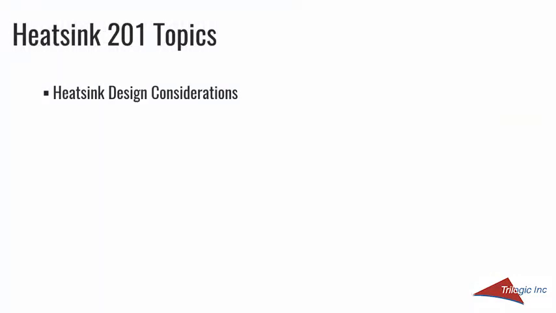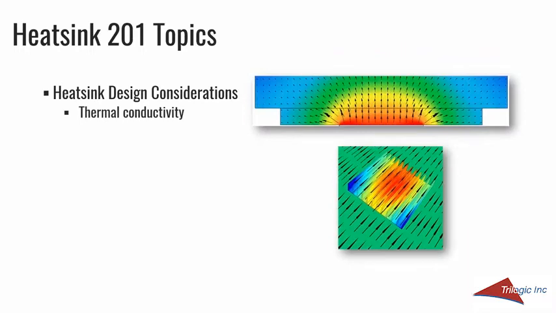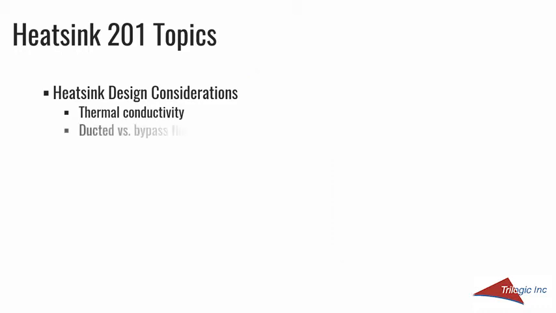So today's new topics are going to be essentially around heatsink design considerations. First, we're going to look at thermal conductivity. The conduction aspect of the heatsink is very important, and the convection is important, and the radiation, but for the most part, I'm going to focus on conduction and convection, and they're interdependent on each other. So one affects the other. So thermal conductivity to start.